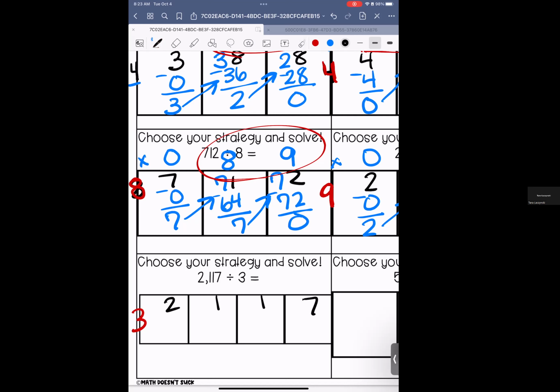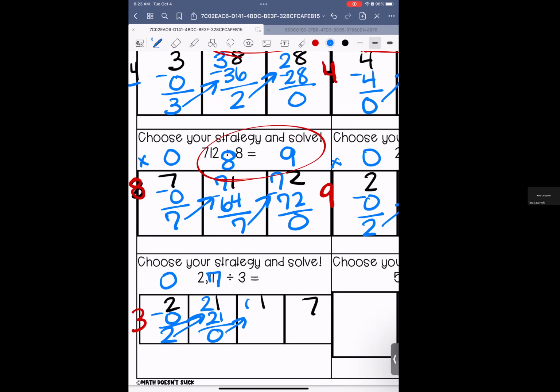Down the bottom, dividing our 3 into 2,117. Don't let the extra digits scare you. We've proven time and again that we can do hard things. 3 does not go into 2. I show that with my 0. Now we can do it. 3 goes into 21 7 times because 7 times 3 is 21.